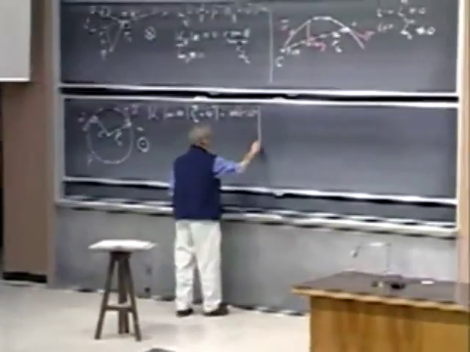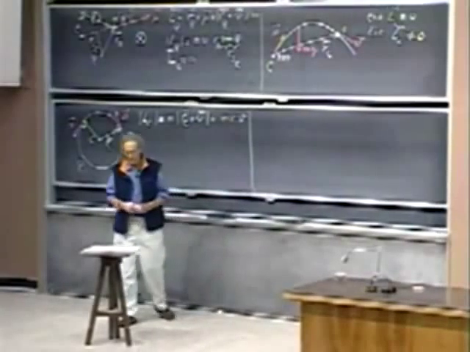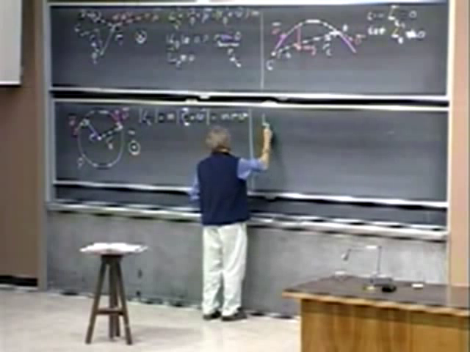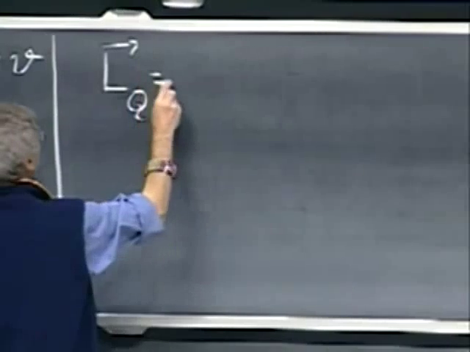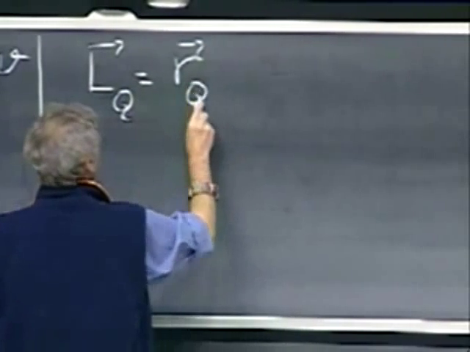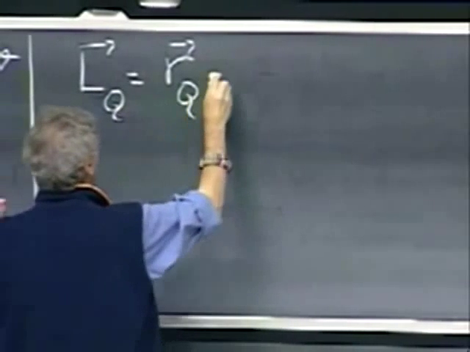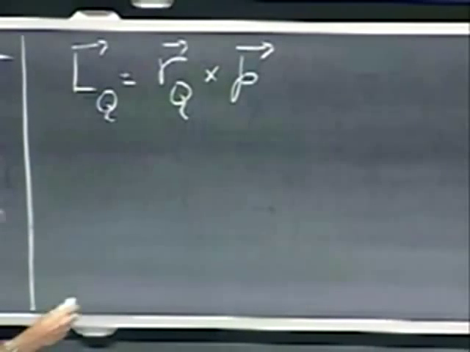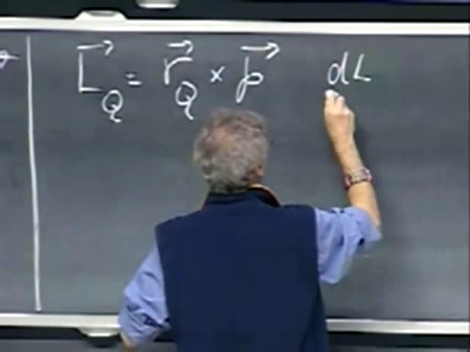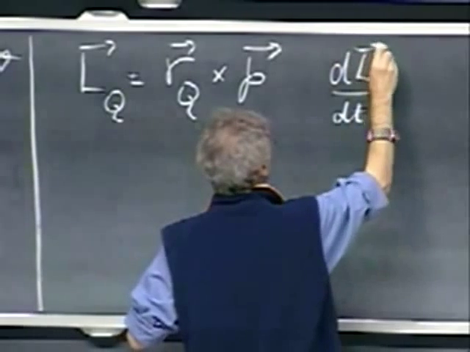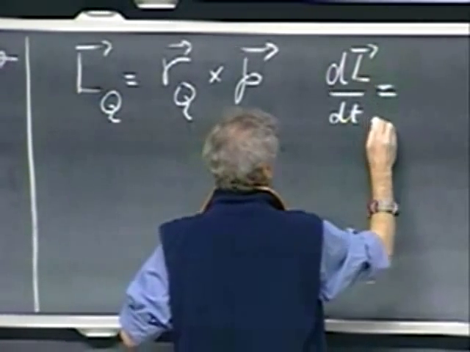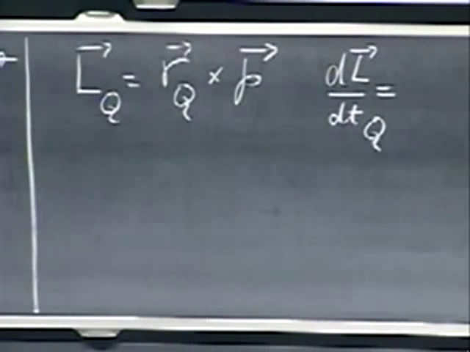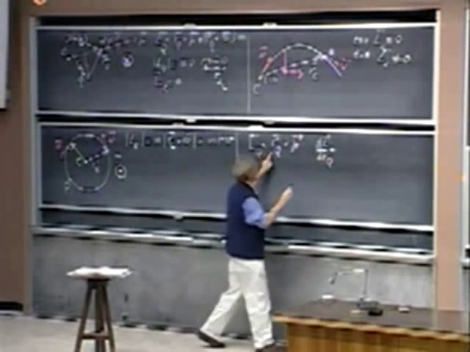And I want to address that in a little bit more general way. I take the angular momentum and I choose a point Q, and I know that the definition is position vector relative to point Q cross P. I take the time derivative, dL/dt, relative to that point Q. It's always important that you state which point you have chosen, relative to which you take the angular momentum.